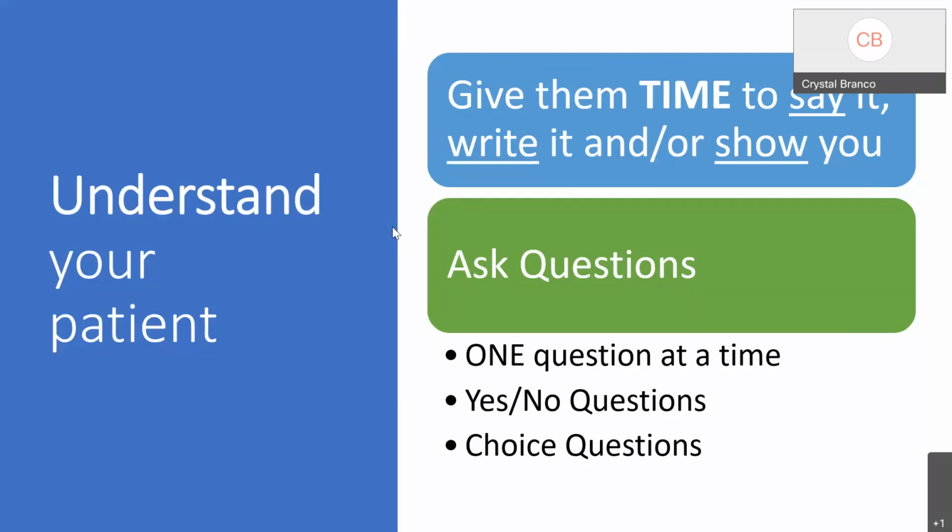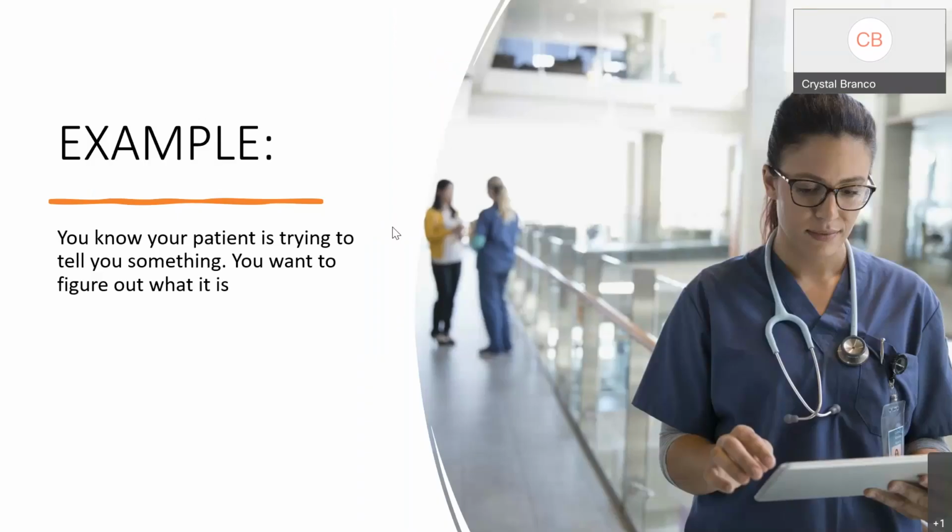And of course, when you ask a closed ended question, you want to remember to write down the key words in the question and write down the choices so that they can point to their response if they cannot say it. And once you feel like you understood what they communicated, take a moment to repeat it back and confirm that you have understood correctly.